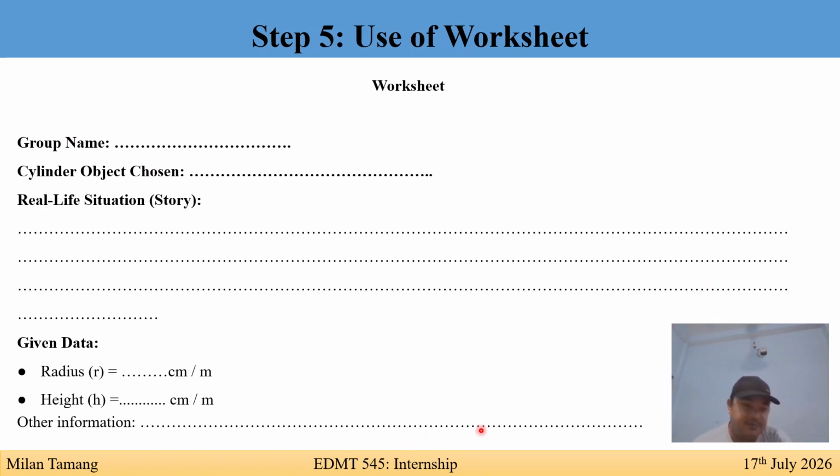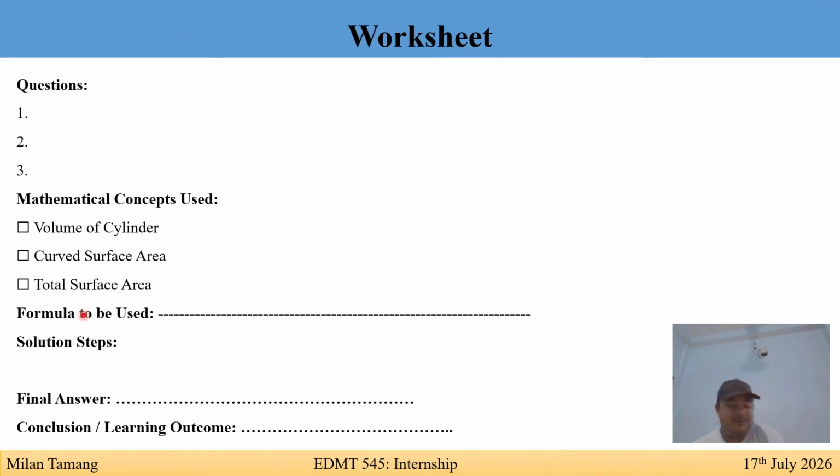After completing those problem scenarios, the participants will be given the worksheet. I have designed the worksheet like this. Here, the group name: the participant will write the name there. Cylindrical object chosen: what type of object in the shape of cylinder they have chosen. They have to write the name, and after that, they have to design a real life scenario here. After that, they have to design the questions.